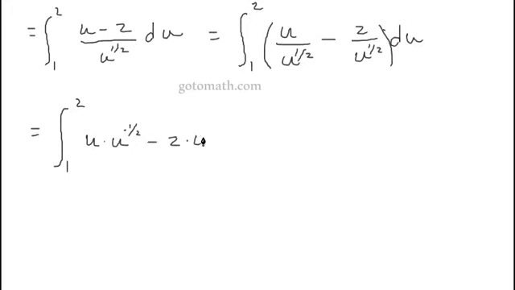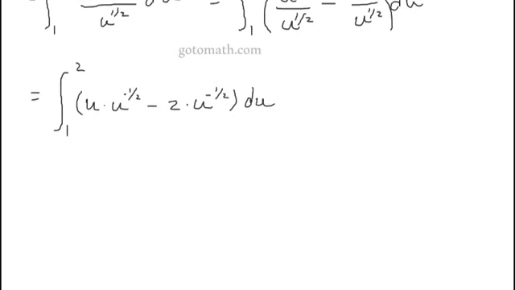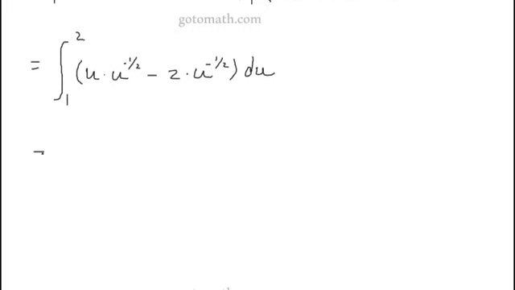So we had to rewrite this, and of course we are still rewriting. 2 times u, and we're going to be bringing that up also, so that becomes negative a half. Let's put a parentheses around this, and du. So we're still rewriting. Want to add our exponents, and so we get u to the half minus 2u to the negative a half.